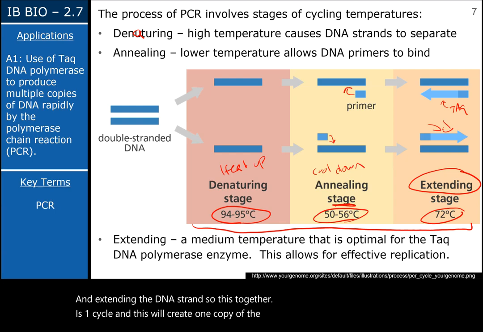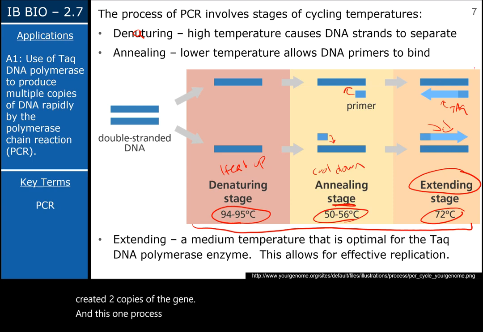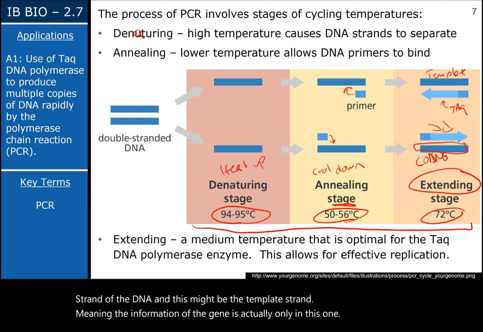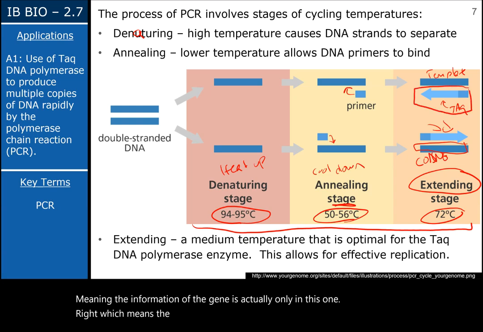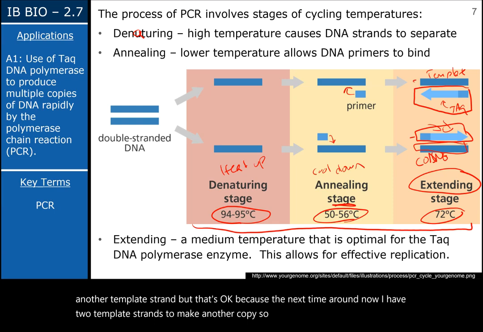Now you'll notice that I created 2 copies of the gene, right? In this one process, because remember, DNA is double-stranded. So this might be the coding strand of the DNA, and this might be the template strand, meaning the information of the gene is actually only in this one, right? Which means the gene I actually copied is right there. This is going to be another template strand, but that's okay because the next time around, now I have 2 template strands to make another copy. So the next time I make it, I'll have 2 more copies.